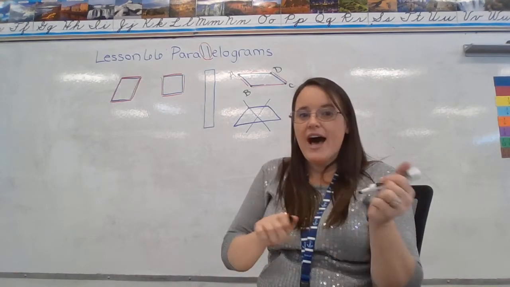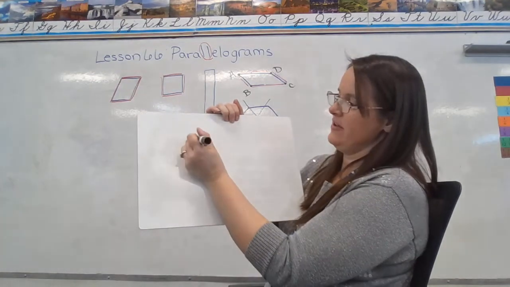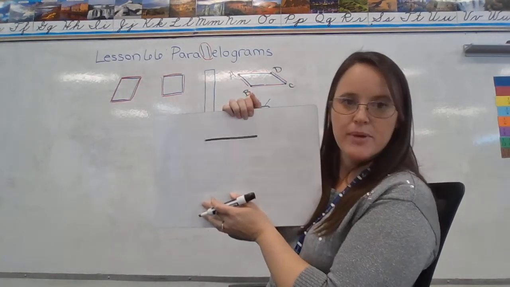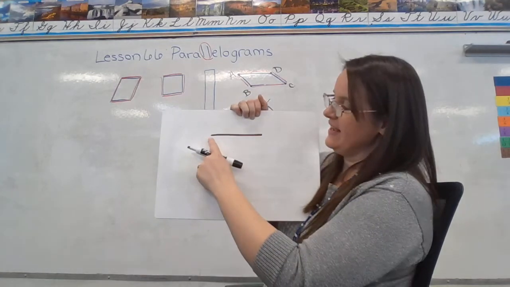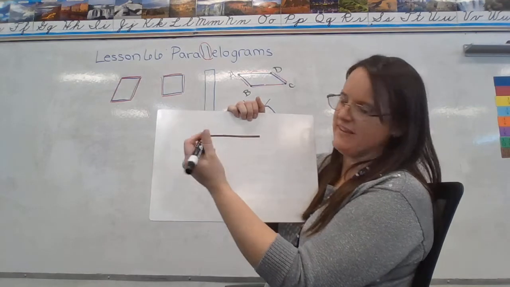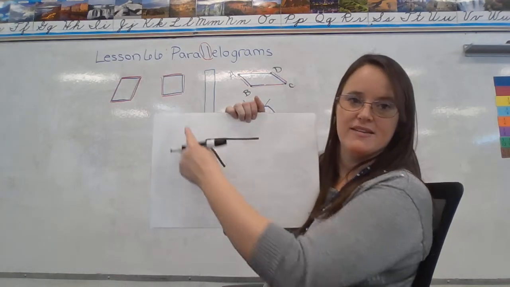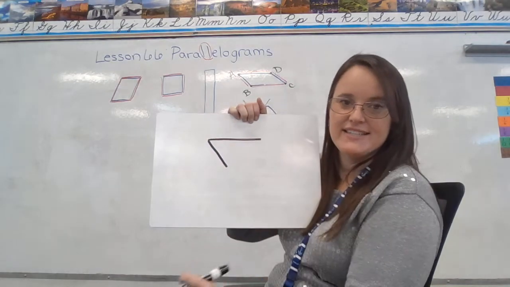So here's how I draw one with no right angles. I start out with my top horizontal line, and then I can either go here or here. It doesn't matter where you want to go. Usually I go left to right, and I make a slanted line connecting to that corner.